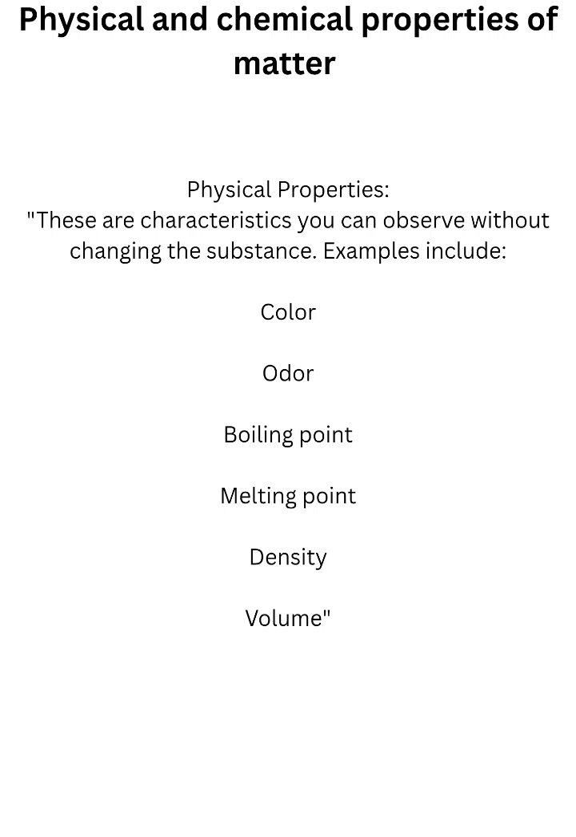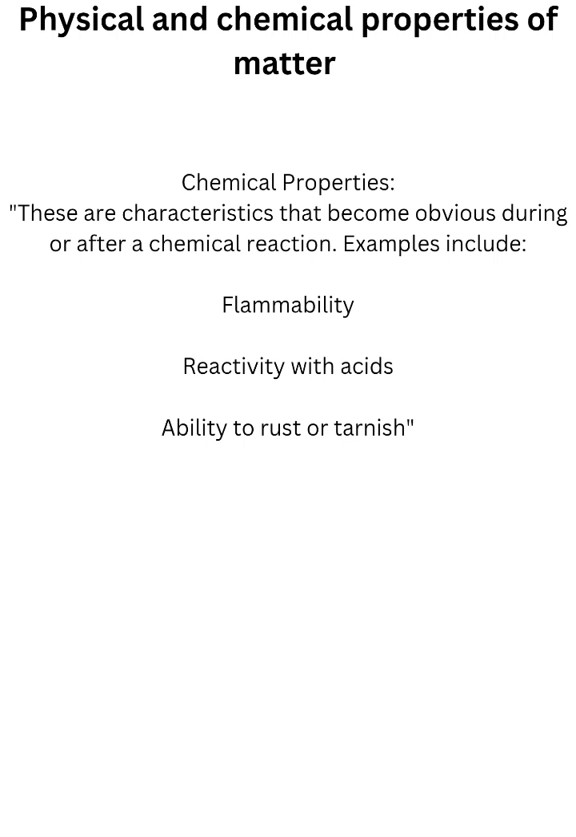These are characteristics you can observe without changing the substance. Examples include color, odor, boiling point, melting point, density, volume. Chemical properties. These are characteristics that become obvious during or after a chemical reaction. Examples include flammability, reactivity with acids, ability to rust or tarnish.